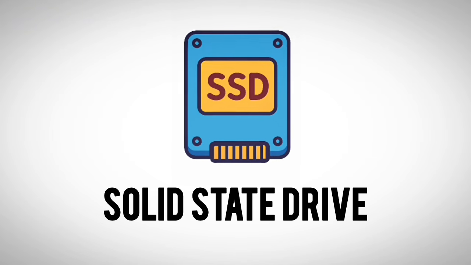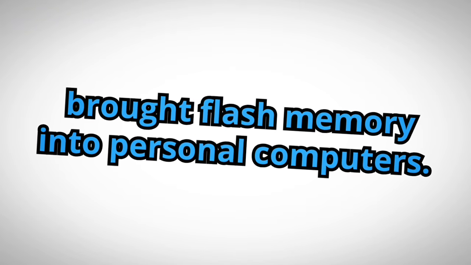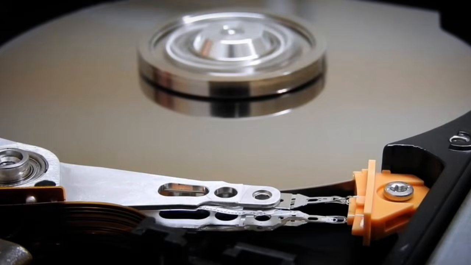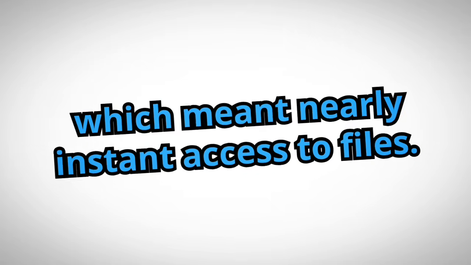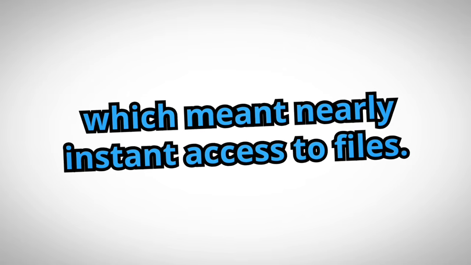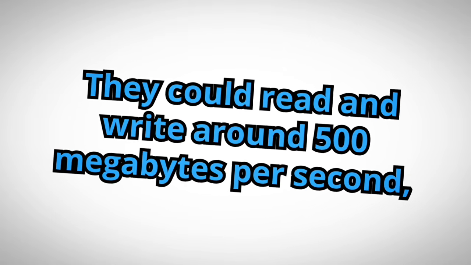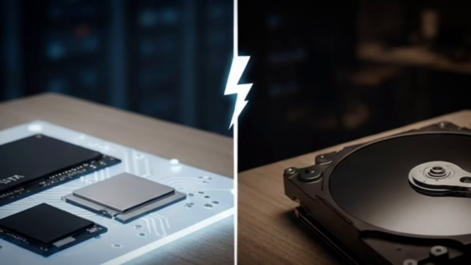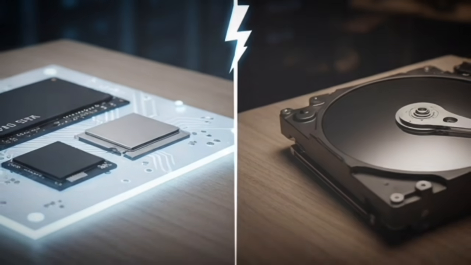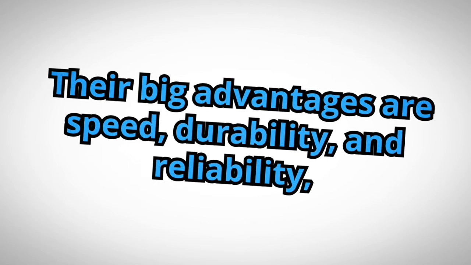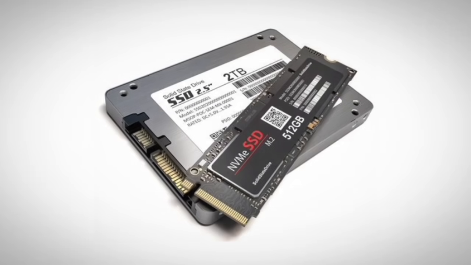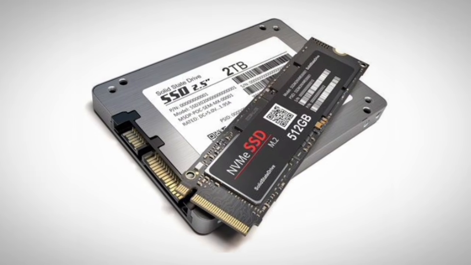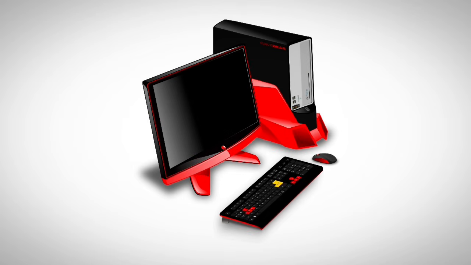Solid-state drives, or SSD, brought flash memory into personal computers. Instead of using spinning disks, SSD used chips to store information, which meant nearly instant access to files. They could read and write around 500 megabytes per second, which was a huge improvement over hard drives. Their big advantages are speed, durability, and reliability, but their disadvantage used to be price. Over time, costs have dropped, making them the standard for modern laptops and desktops.